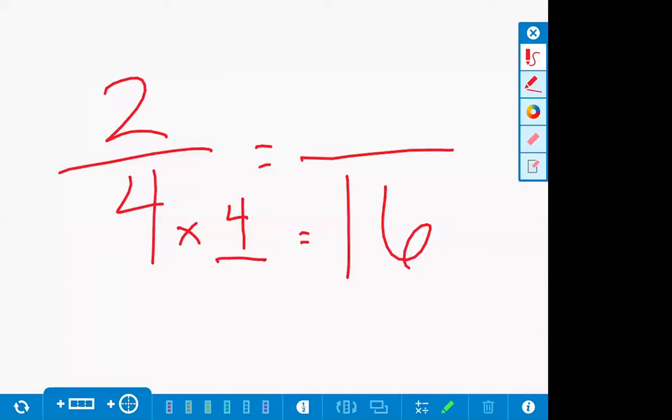So whatever you do to the bottom, you got to do to the top. So we'll multiply the top by 4. So 2 times 4 is 8. 8. Excellent. So 2/4 is equal to 8/16.